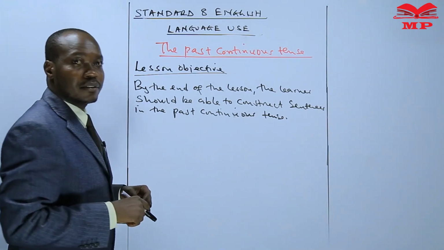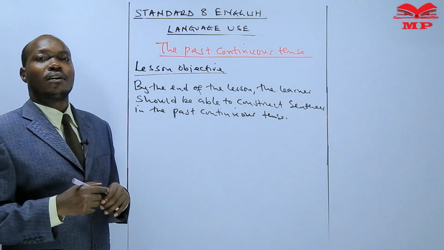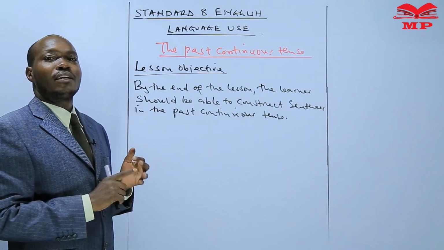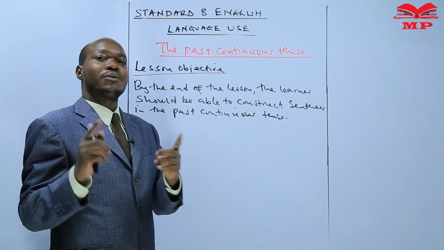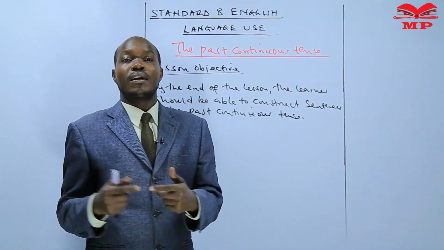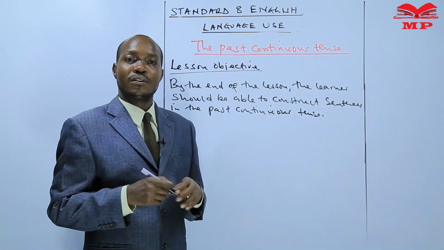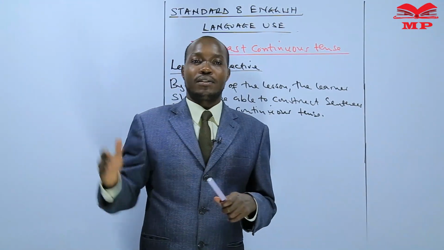I begin by explaining 2 terms here. We have the word past and continuous. Past means the event has already happened, right? That's why it's called past tense. Continuous denotes or shows the event was happening sometime in the past.